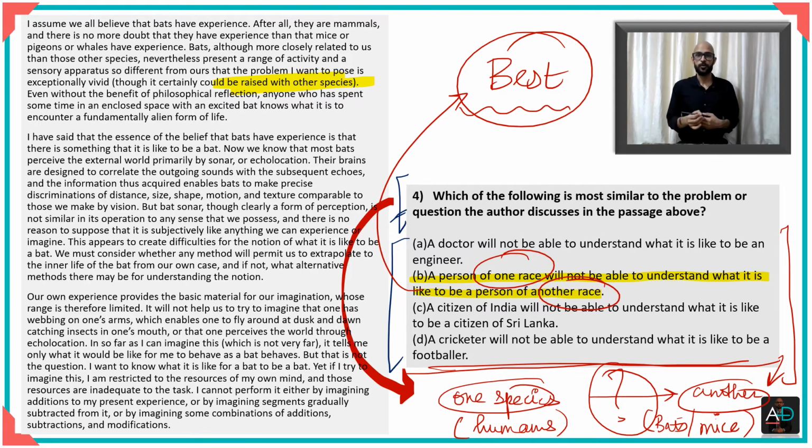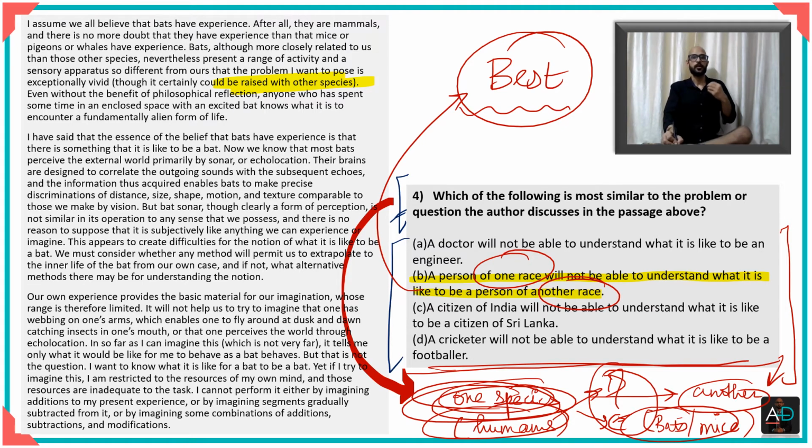You do not have control over it. Just as one species does not have control over what it would be, it cannot be someone else. Whereas the same species can be a doctor or an engineer, a person of one race cannot become a person of another race. And therefore, this is the best option because it is most similar, and therefore you can go with the answer as option B.